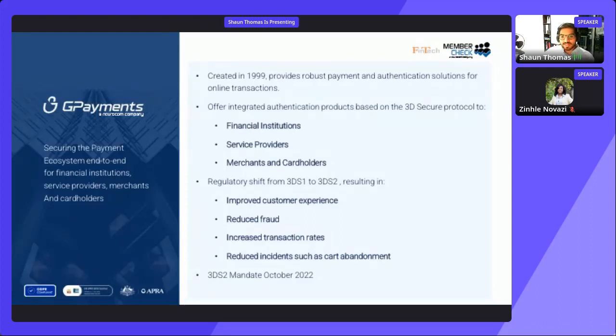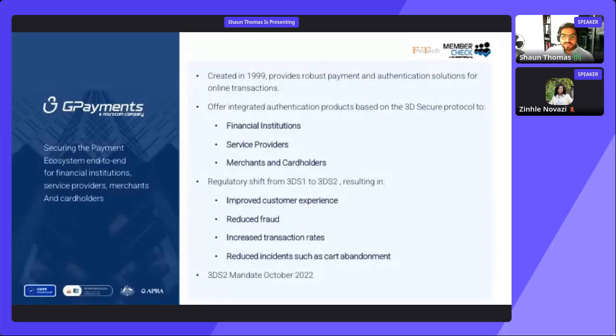Relating this back to the topic of today, G Payments has also seen a shift in the regulatory landscape. Under the original 3D Secure protocol, which is 3DS1, cardholders were challenged every time via SMS as part of the payment process. However, advances in risk-based authentication technologies with 3DS2 allow the issuer to collect far more data to assess the risk associated with a transaction, which often eliminates the need to challenge the cardholder.